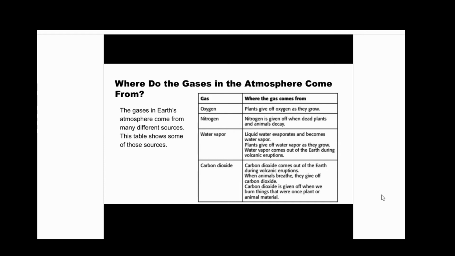Nitrogen is a big part of the atmosphere. That's that 78%. When organisms die, they decay, and as they decay, the nitrogen in their systems, the mineral or element in their system, either goes back into the ground as a nutrient or it gets released into the atmosphere. The last one we talked about was water vapor.